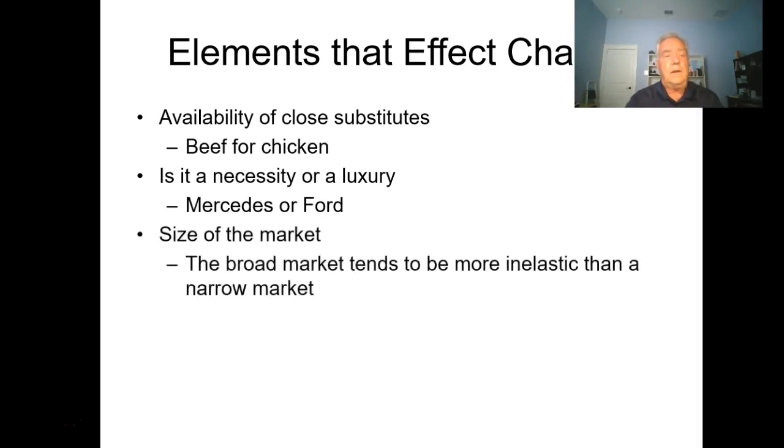All right, the other thing that impacts it is the size of the market. We talked about competitive markets. The competitive market has many sellers and many buyers. Therefore, the market itself tends to be very inelastic or narrow. In other words, a broad market means that you can buy the product from any number of vendors. So a broad market tends to be more inelastic than a narrow market.